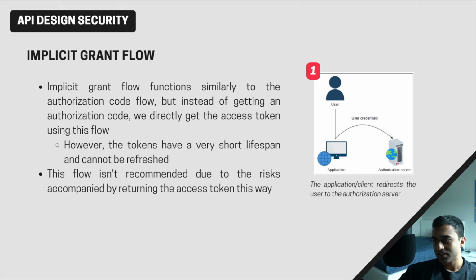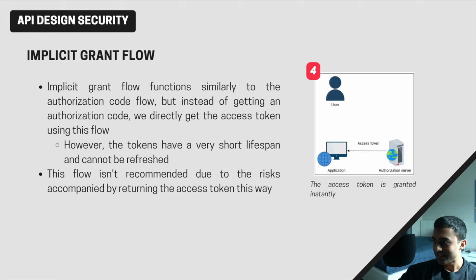Implicit grant flow functions similarly to the authorization code flow, but instead of getting an authorization code, we get the access token using this flow. However, the tokens have a very short lifespan and cannot be refreshed. This flow isn't recommended due to the risks accompanied by returning the access token this way. So, firstly, the application or client redirects the user to the authorization server, and then the authorization server asks the user to grant permissions, and then the user grants the permissions, and then the access token is granted instantly.